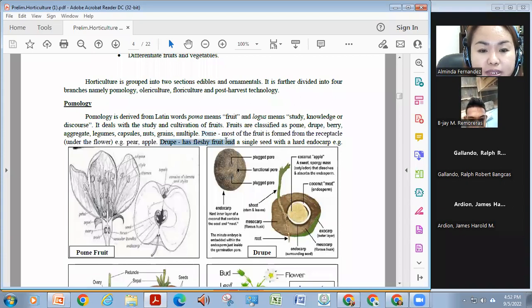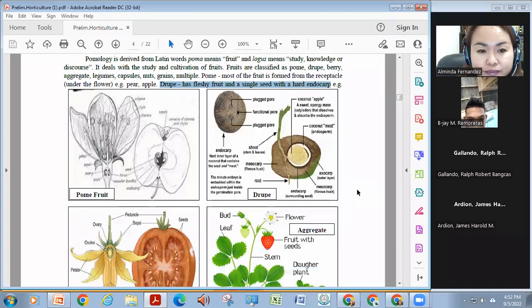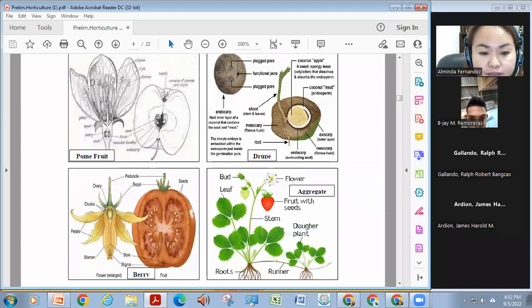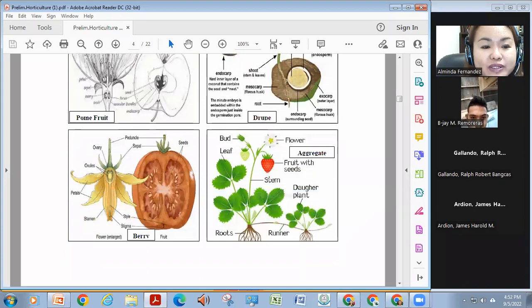So we also have drupe like the coconut, this one. So when we say drupe, it has a fleshy fruit and a single seed with a hard endocarp. So ito yung endocarp. So that's a drupe, no? Yung kantang coconut is a giant nut. It's not botanically. It's a drupe, no? By classification. So ito yung mga parts of the drupe or coconut drupe fruit.